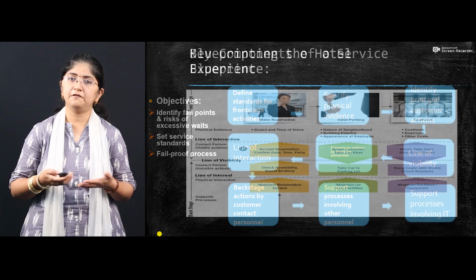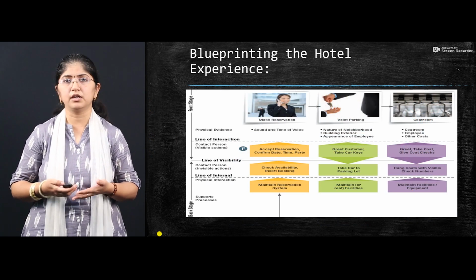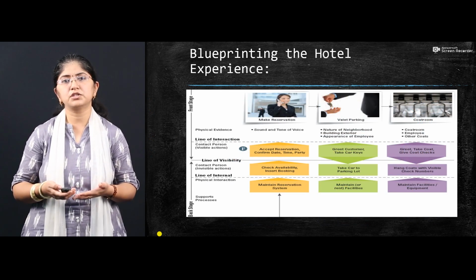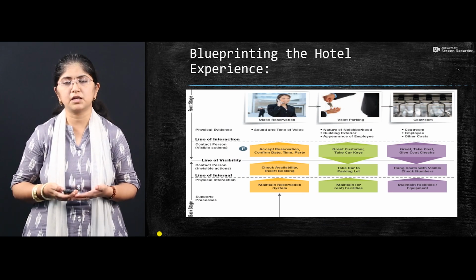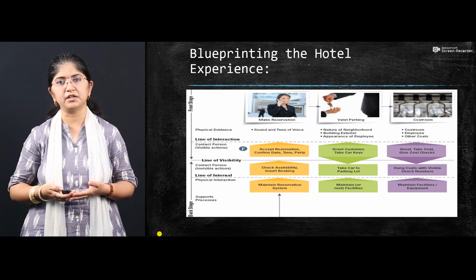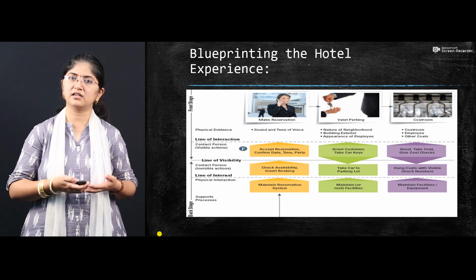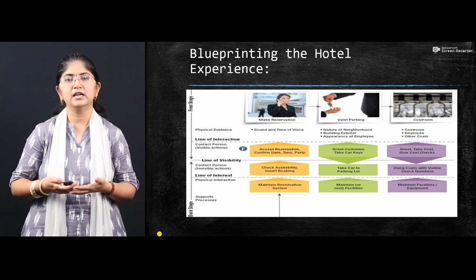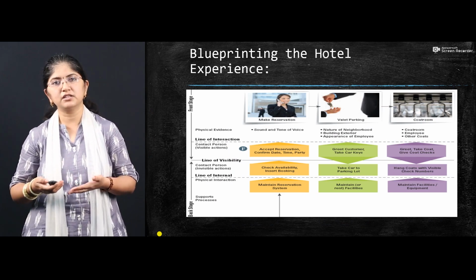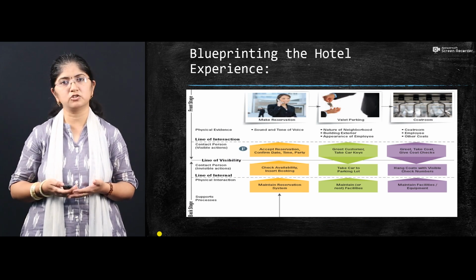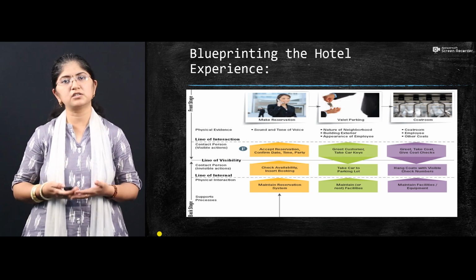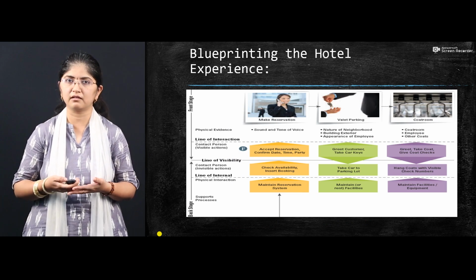So, let's take the example of a hotel again. If I make a reservation, I'll be contacting the receptionist. That's my line of visibility. As soon as the receptionist checks the records and the availability of rooms, that's the line of interaction that he or she has with the backstage operations. And meanwhile, the support system is there to maintain the records.